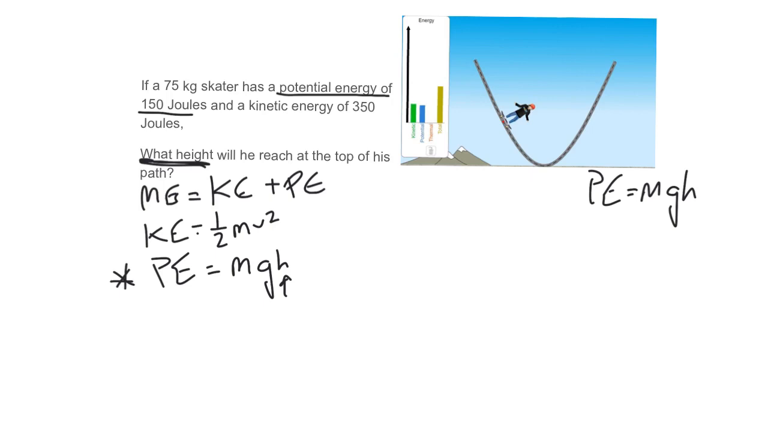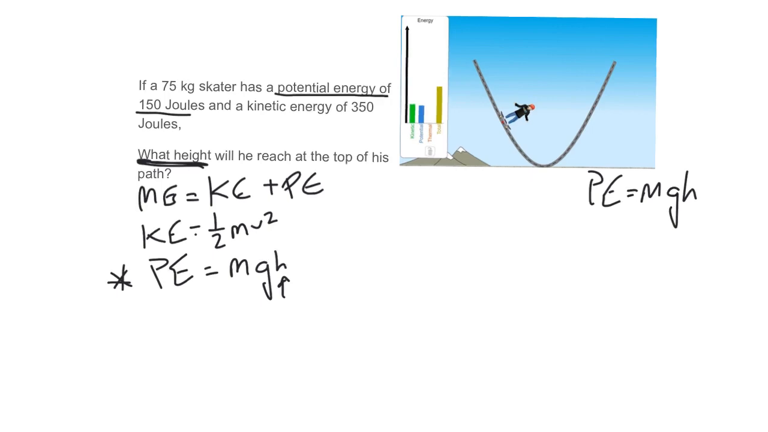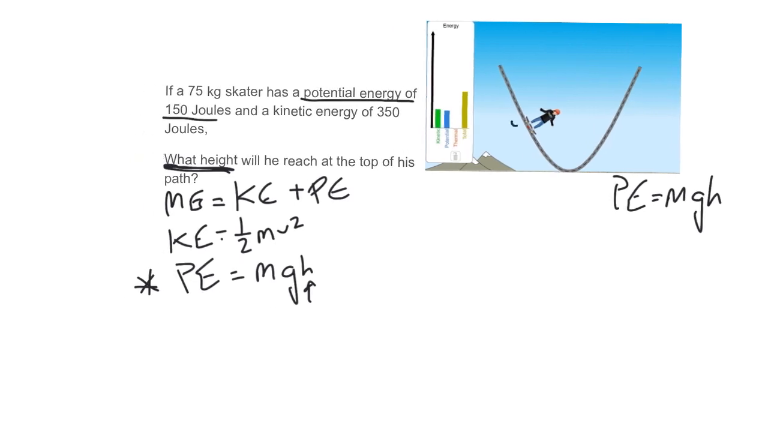The problem with using that potential energy to find my height is that it will tell me what height he's at right now, before he moves any higher. That's not going to tell me the height that he is at the top of his path. And so what I'm going to try to find is the potential energy that he has when he gets up to the top of his path.